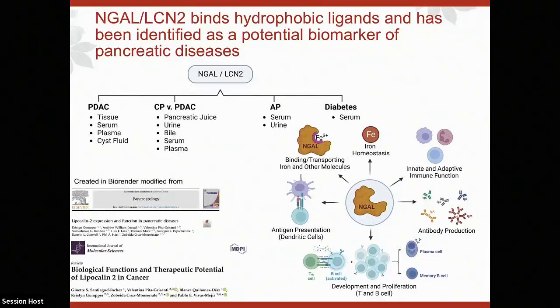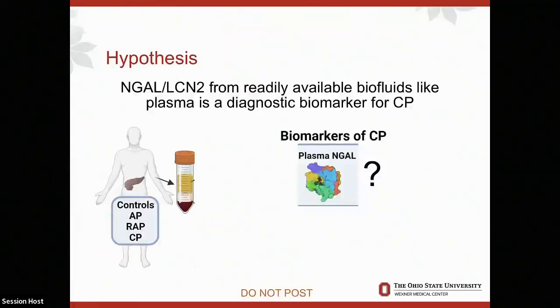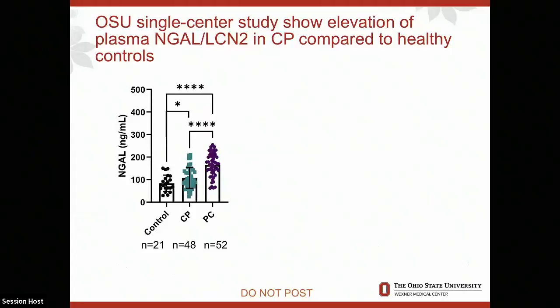This graphic here is just showing some of the variety of roles that NGAL can play in the cell, which includes iron and lipid binding, transport, and interacting with immune cells. So our hypothesis for our project was to determine whether NGAL, from readily available biofluids like blood, is a diagnostic biomarker for chronic pancreatitis. We started with a single-center study at the Ohio State University, and we show that plasma NGAL can tell the difference between control, chronic pancreatitis, and pancreatic cancer.